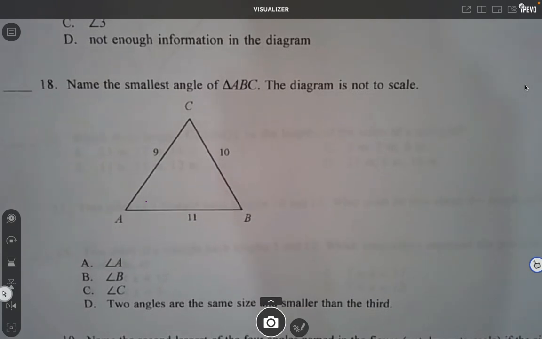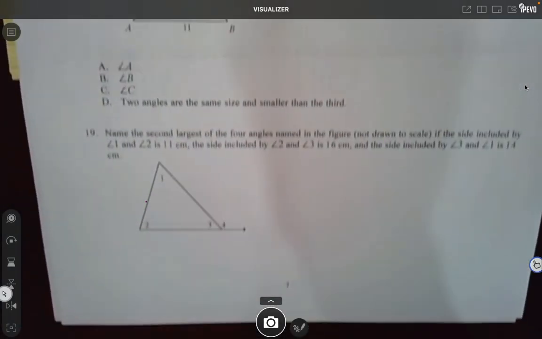Let's keep going. We're going to get through this whole study guide. Oh, look at us.